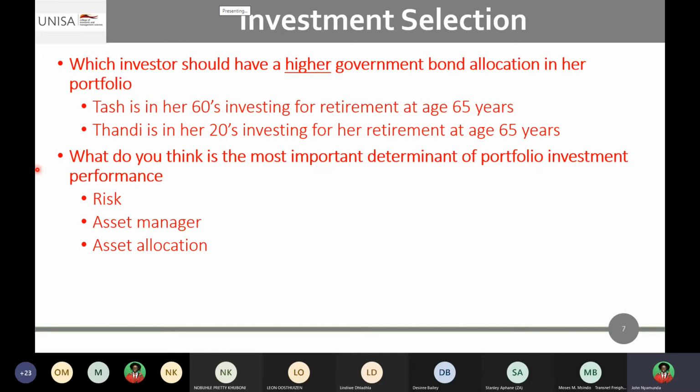Nomsa says risk. Abelina says asset allocation. Okay. I think we have enough people to move on. So the most important determinant of portfolio performance is asset allocation, ladies and gentlemen. Okay, let's go and see what the slide says.